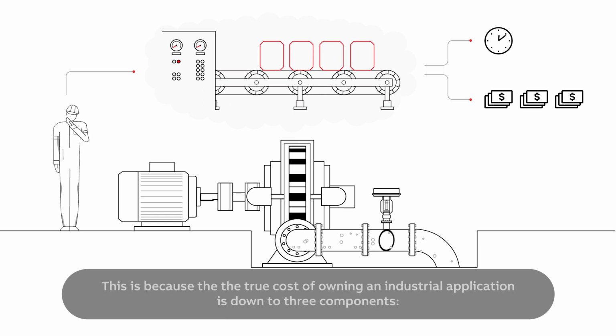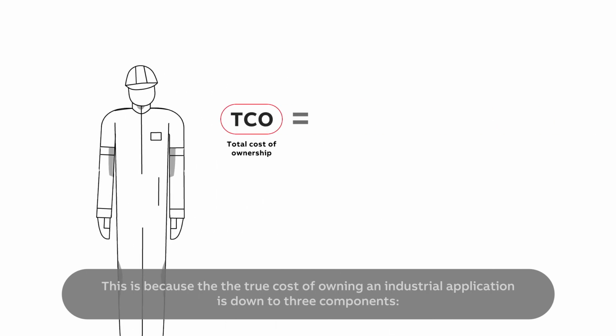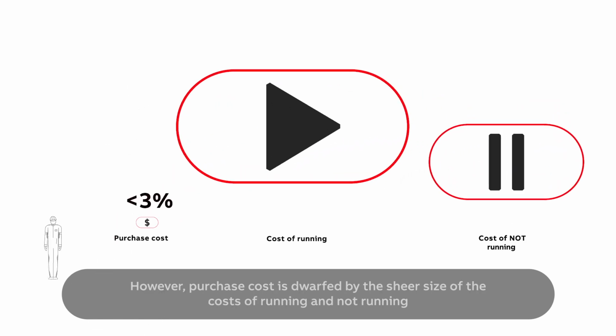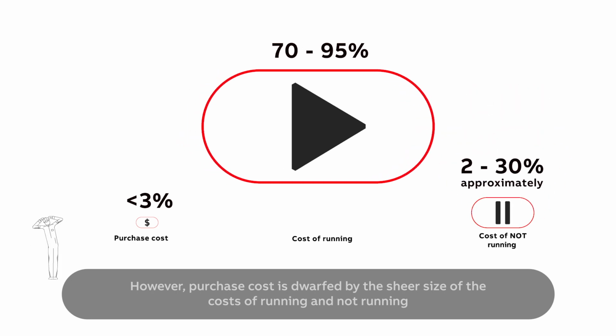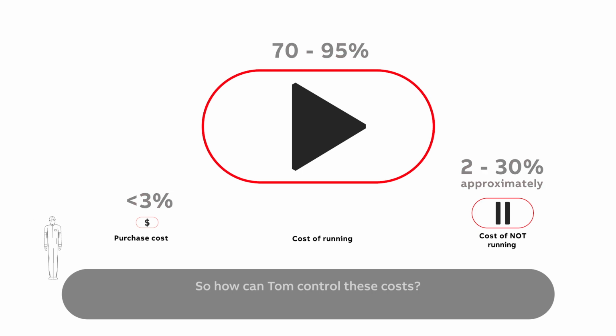This is because the true cost of owning an industrial application is down to 3 components: purchase cost, plus the cost of running, plus the cost of not running. However, purchase cost is dwarfed by the sheer size of the costs of running and not running, which together amount to more than 97% of the total cost of ownership. So how can Tom control these costs?